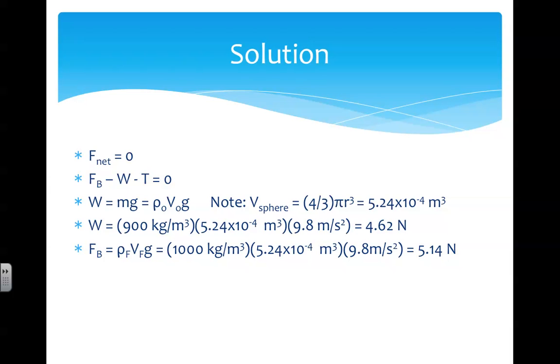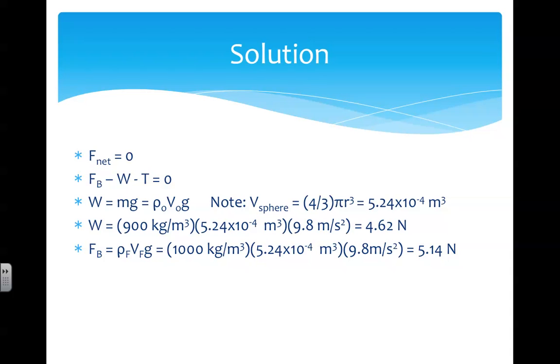The buoyant force is equal to density of the fluid times volume of the fluid times g. The density of the fluid, water, is 1,000 kilograms per meter cubed. The volume of the fluid displaced, in this case, is equal to the volume of the entire sphere, since the entire sphere is underwater. So, we use the same volume as above, 5.24 times 10 to the minus 4 meters cubed, times g, 9.8 meters per second squared, to find the buoyant force equal to 5.14 newtons.